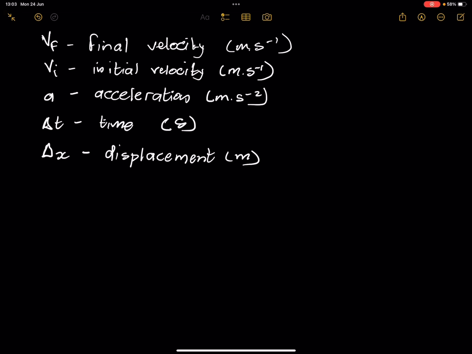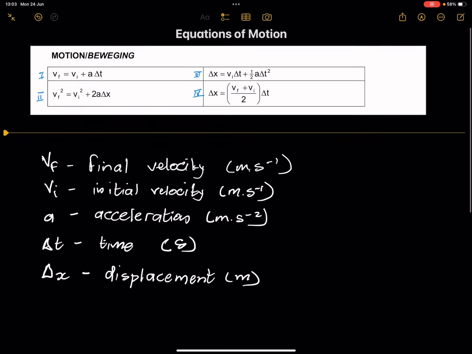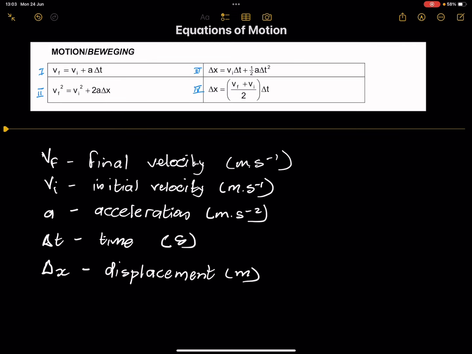So each of those equations or formulae is actually unique, right? You'll see that in the first equation, in the first formula, right, you do not have delta x there, right? In the second formula, you'll notice that you do not have time there, delta t. In the third one, you do not have final velocity. And in the last one, you don't have acceleration. Now, you will pick one of these formulae based on the information that you are given, right? And then you will obviously choose the equation that best fits whatever it is that you're looking for.